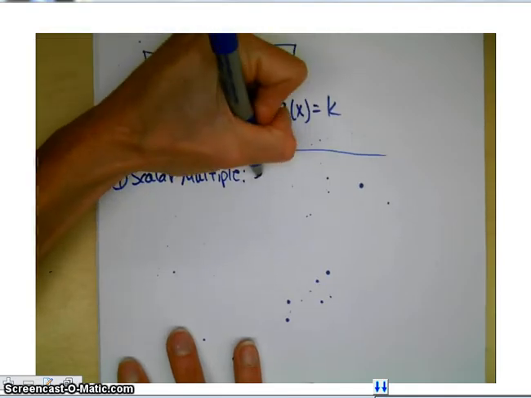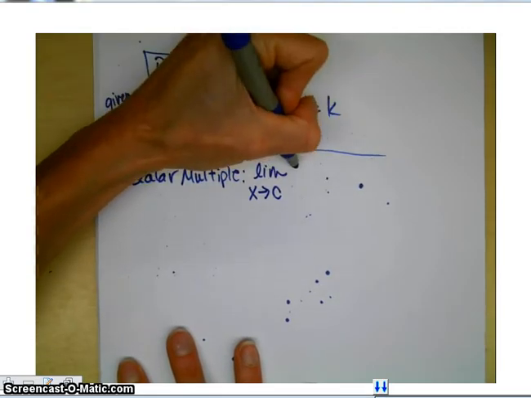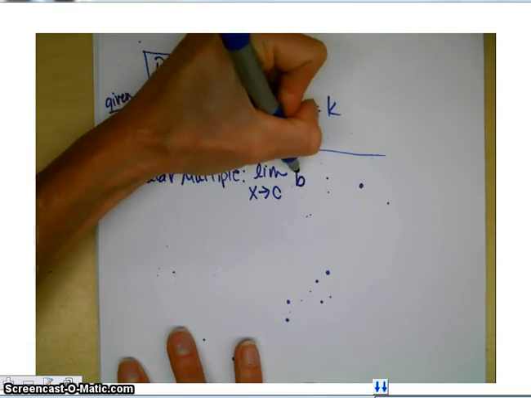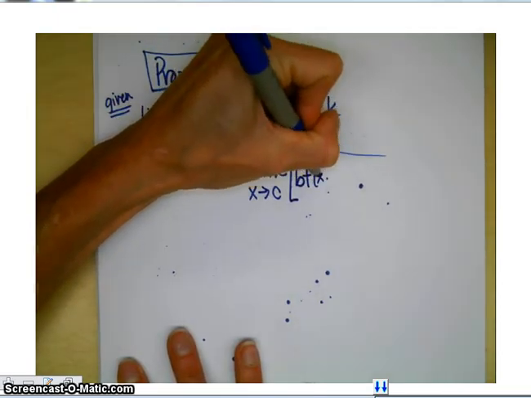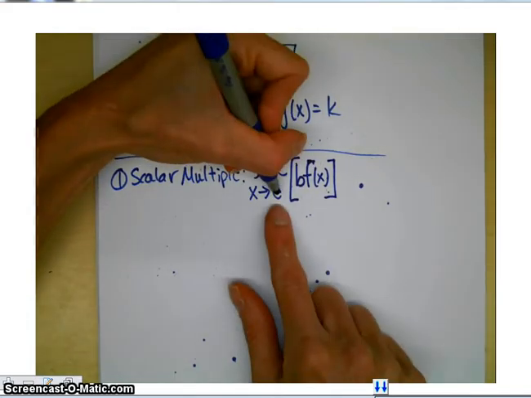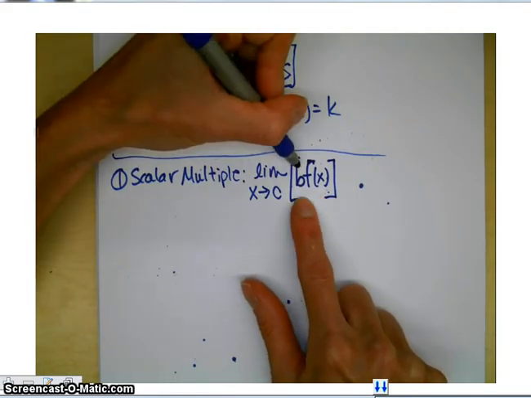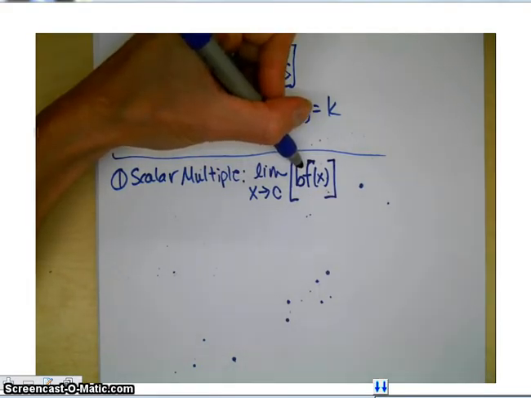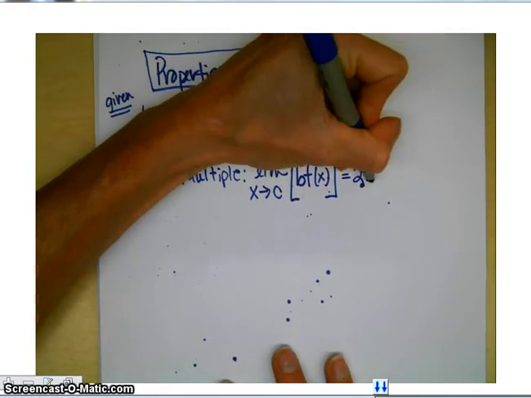And it says that the limit as x goes to c of some number b times the function f of x. So let's say I want to take the limit as x goes to c of f of x, which I already know the limit of, but all I'm doing is multiplying it by some number out front, like 2. Well, that's the same as just taking 2 times the limit that I already know.